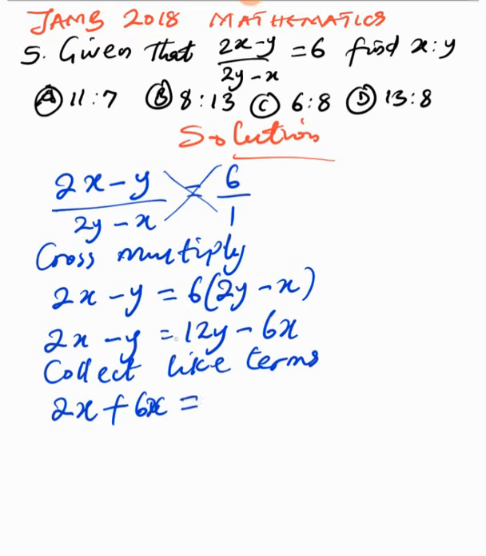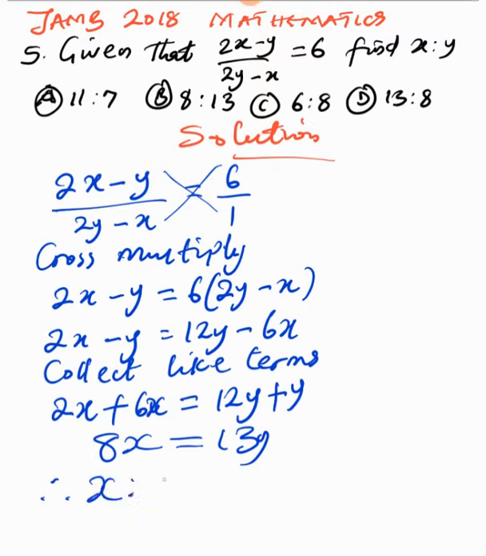equal to 12y. Then negative y is going to cross to the other side to give us plus y. So we have 2x plus 6x equal to 8x. Then 12y plus y will give us 13y. That is to say, x ratio y is equal to 13 ratio 8.